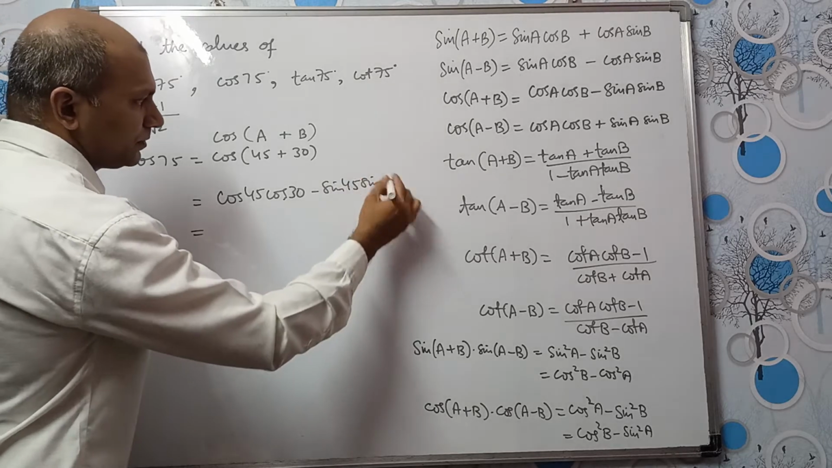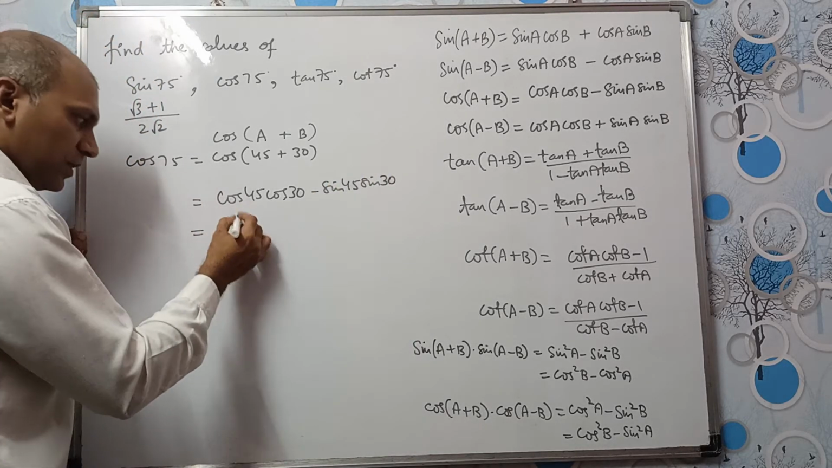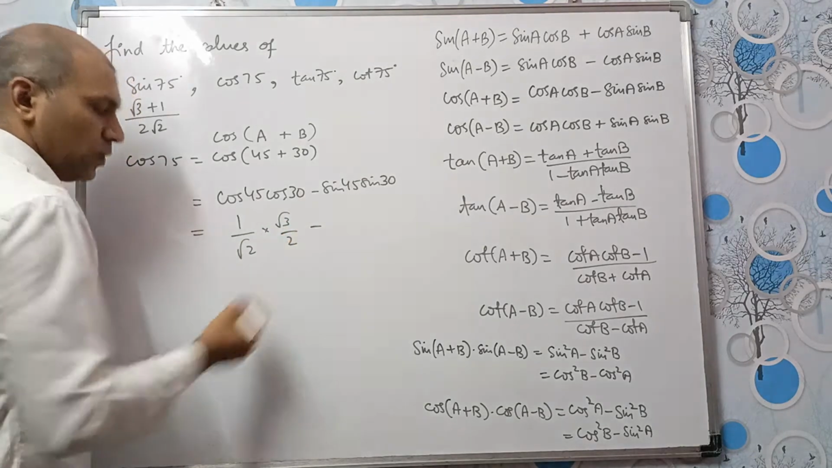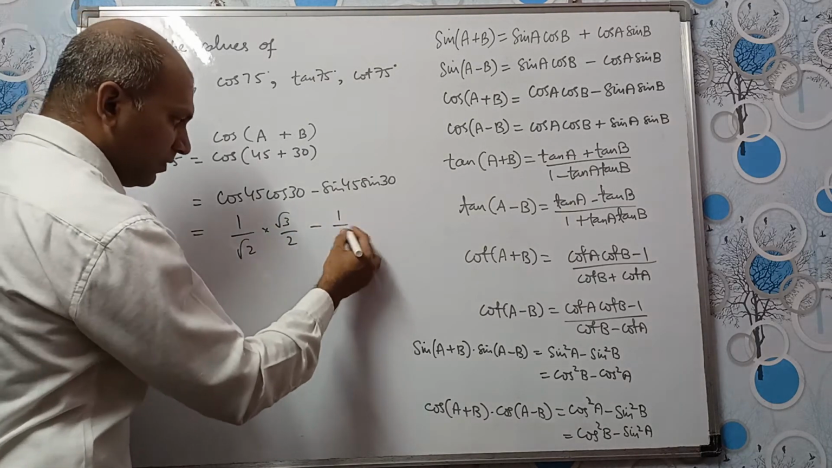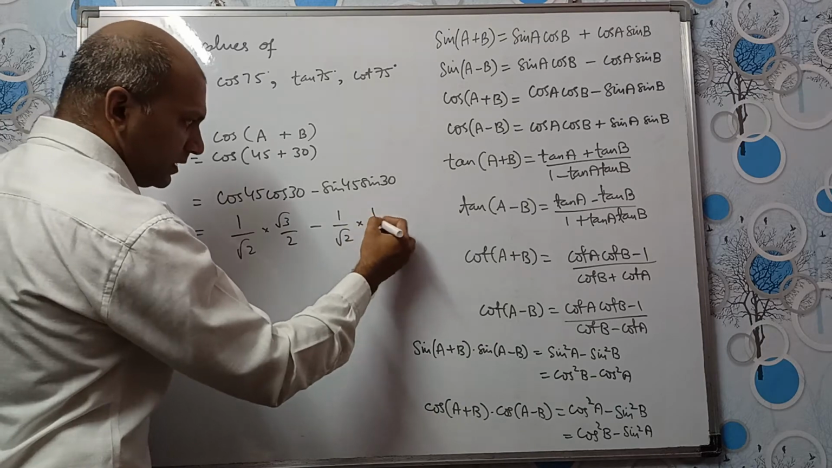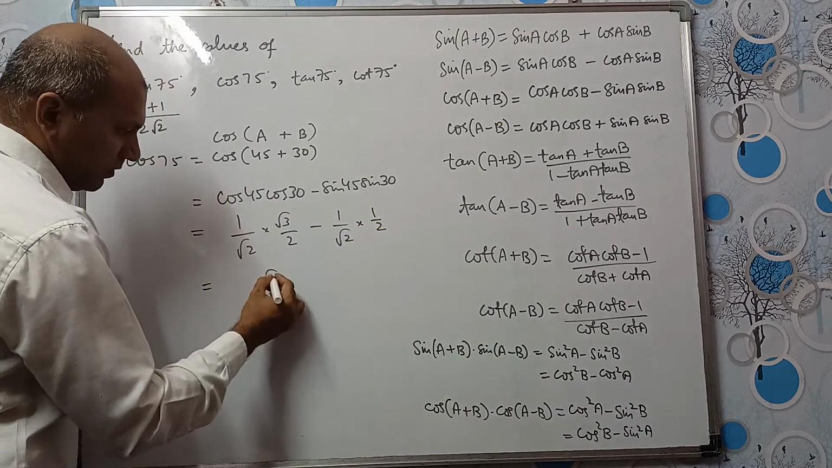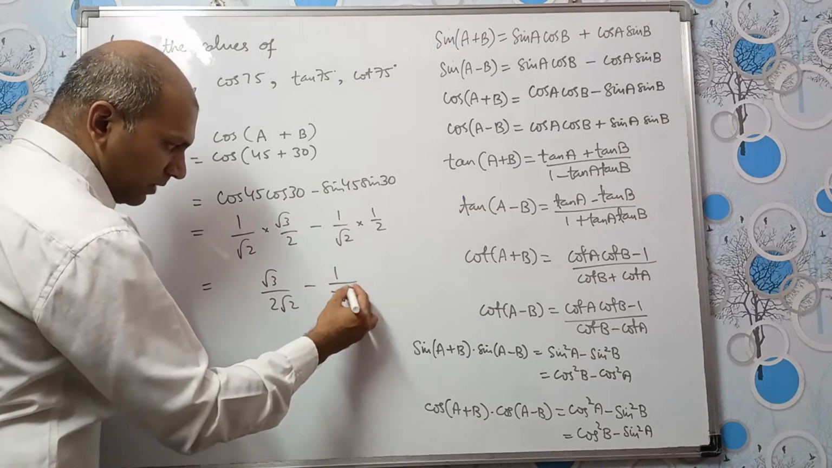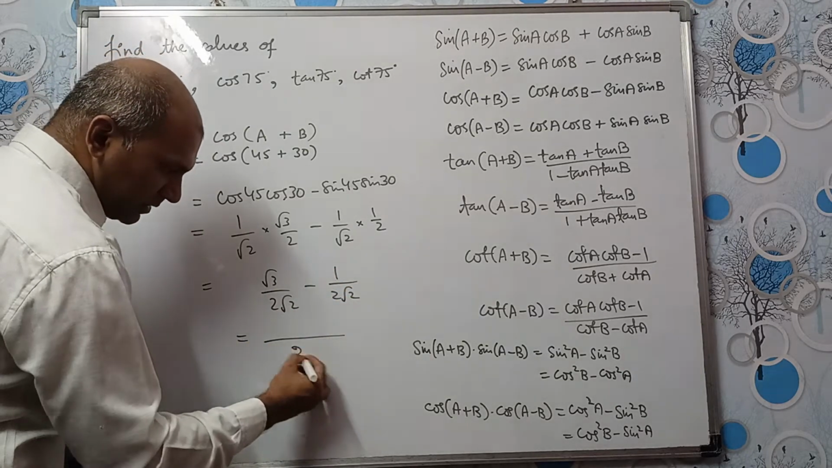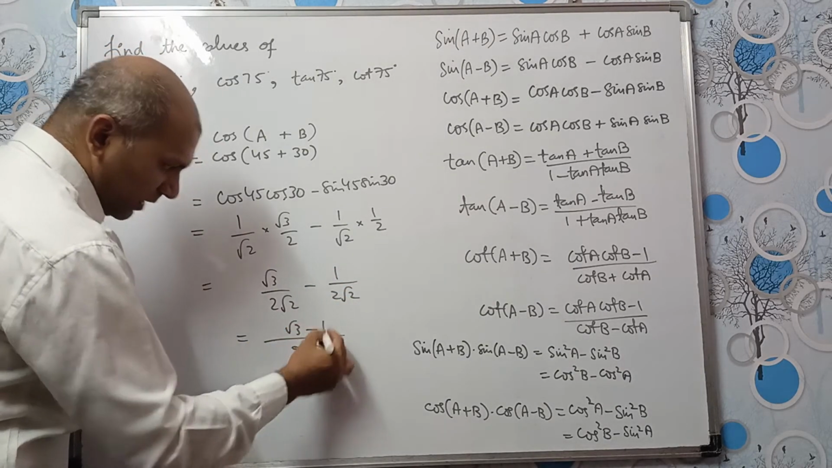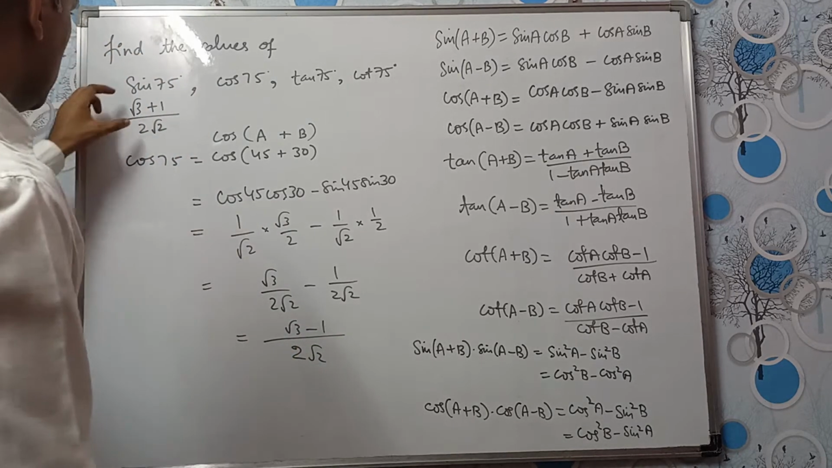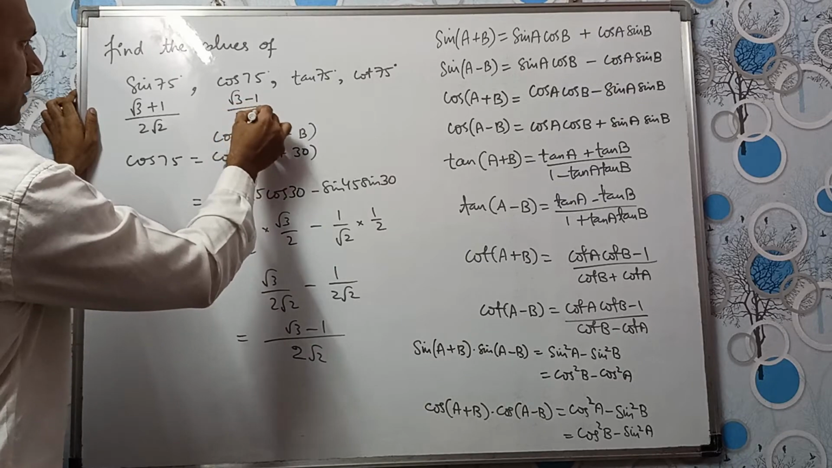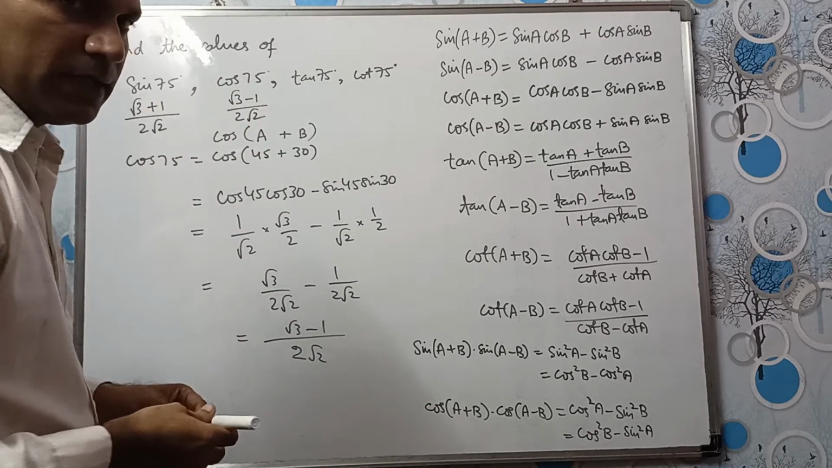Cos 45 is 1 by root 2, cos 30 is root 3 by 2, sin 45 is 1 by root 2, sin 30 is 1 by 2. So what do we have? We have root 3 divided by 2 root 2 minus 1 by 2 root 2. Denominators are same, write it once: root 3 minus 1 by 2 root 2. Same thing but with a minus sign here. So root 3 minus 1 by 2 root 2 is cos 75 degrees.